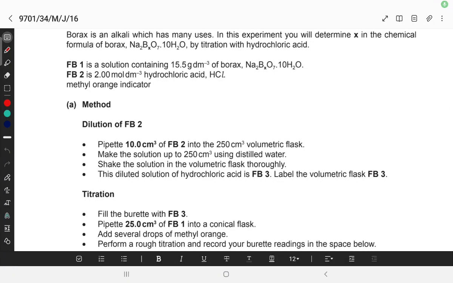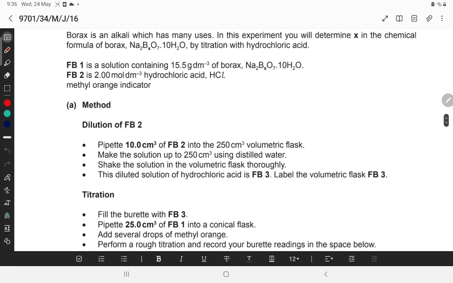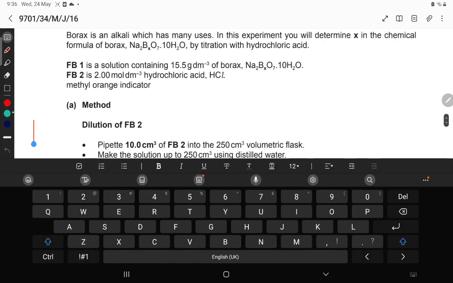We will discuss the paper 3-4 of May June 16. Borax is an alkali which has many uses. Please underline the main points while performing the question.